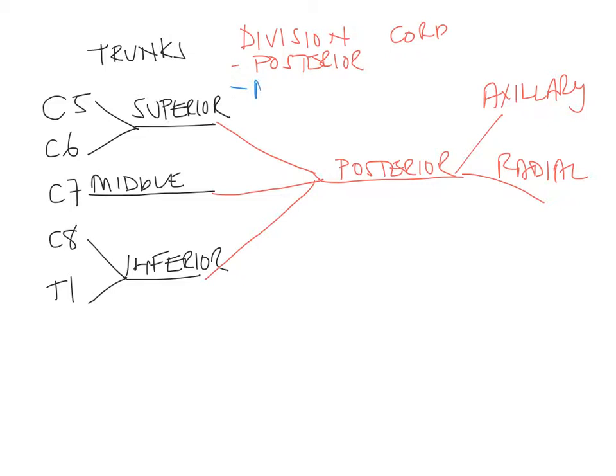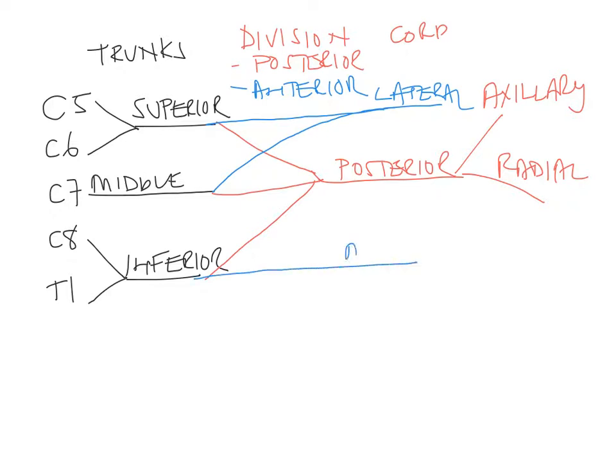The anterior divisions of the brachial plexus come together to form the medial and lateral cords. They do this by the anterior divisions of the superior and middle trunks uniting to form the lateral cord of the brachial plexus, and the anterior division of the inferior trunk stays by itself to form the medial cord. And these are named because of their lateral and medial relationships to the second part of the subclavian artery.